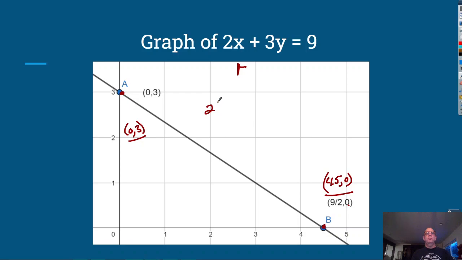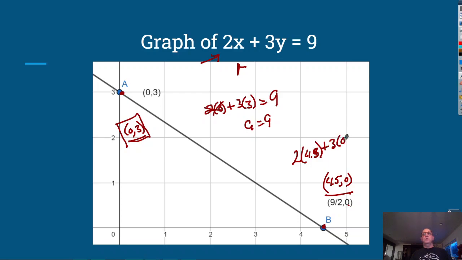X is 0. 2 times 0 plus 3 times 3 equals 9. 2 times 0 is 0, 3 times 3 is 9, so 9 equals 9. So this is a solution to this equation. And this is a solution to this equation. If I say 2 times 4.5 plus 3 times 0 equals 9. 2 times 4.5 is 9, 3 times 0 is 0, so 9 equals 9. So this is a solution to our equation.